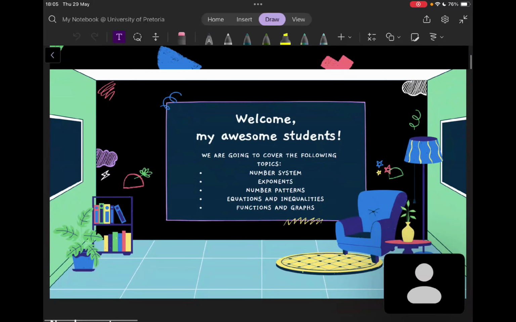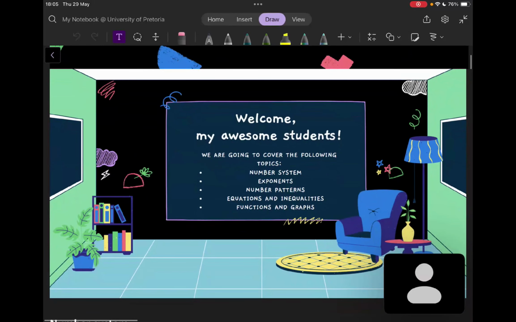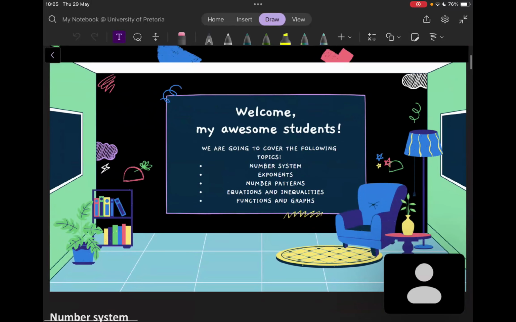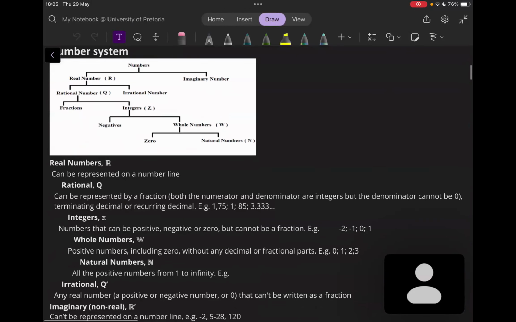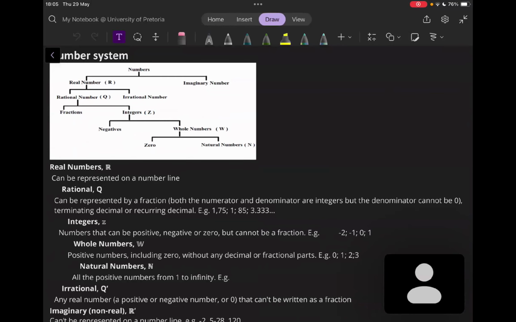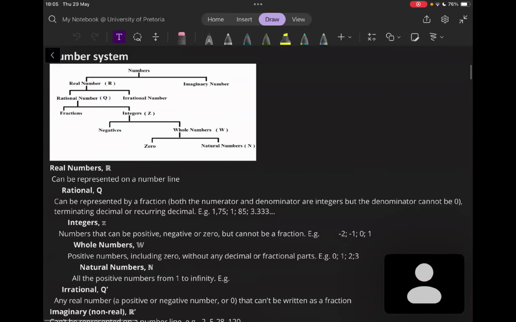Today, we're going to cover the following topics. We're going to cover the number system, exponents, number patterns, equations and inequalities, as well as functions and graphs. I've put a bit of information in this presentation that will help us when it comes to solving the questions. For now, we just have the number system, how numbers are classified.